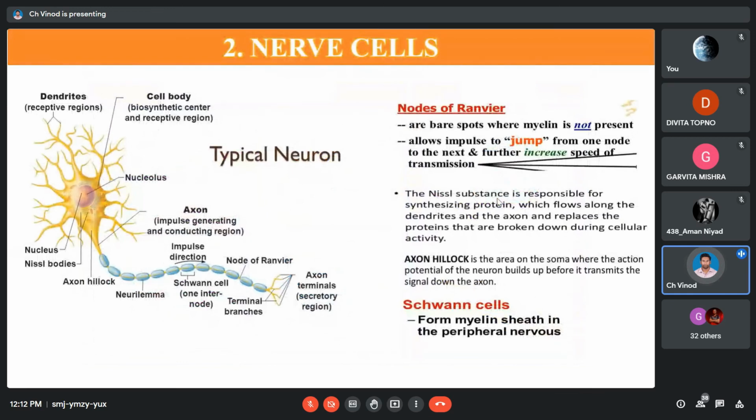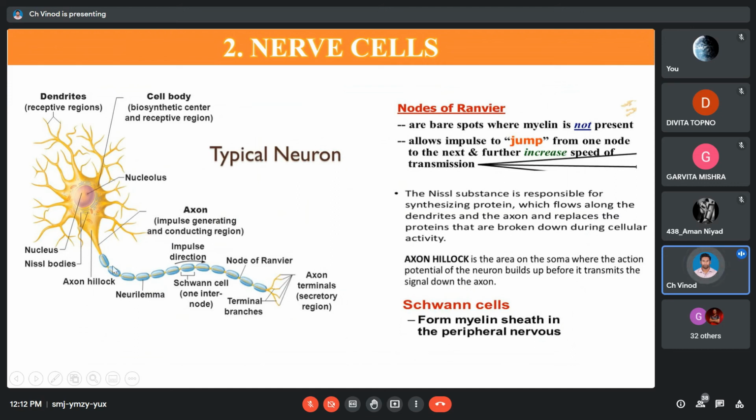Then comes your neurons. The neurons are the typical cells of your nervous system. They are the main functional cells of your nervous system because they are the ones which take part in the communication. So a typical neuron has two structures: cyton and axon. Cyton means the cell body. Axon is the area of generation and conductance of electrical impulse.